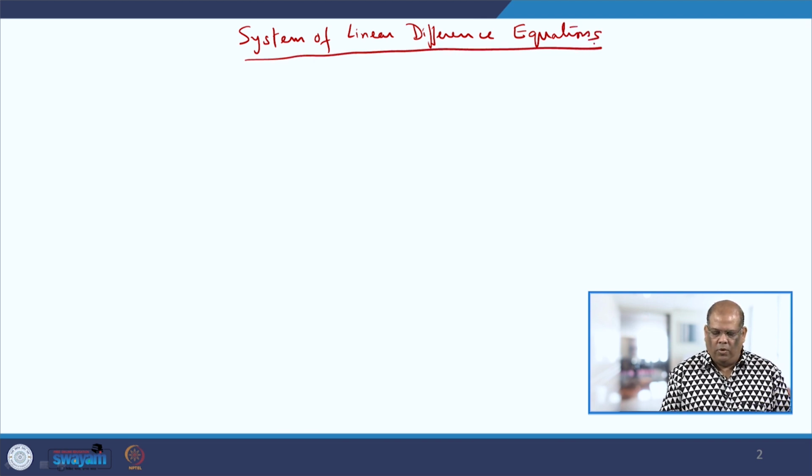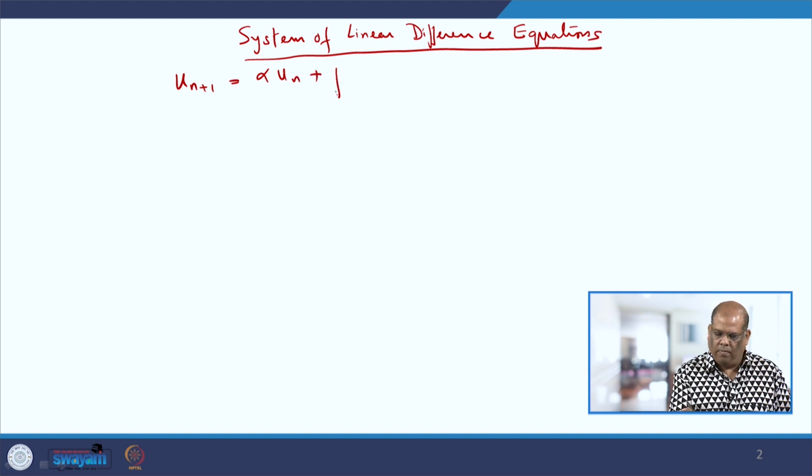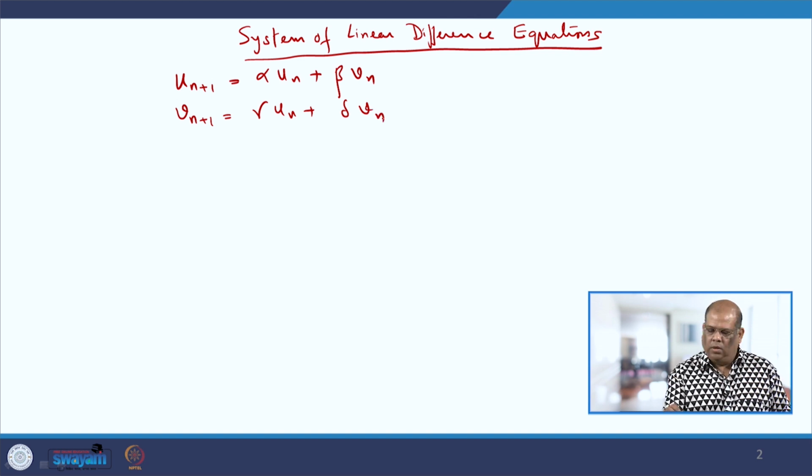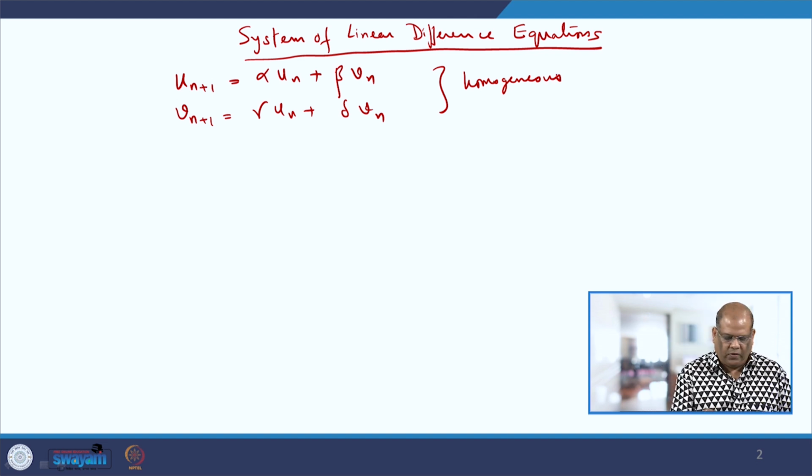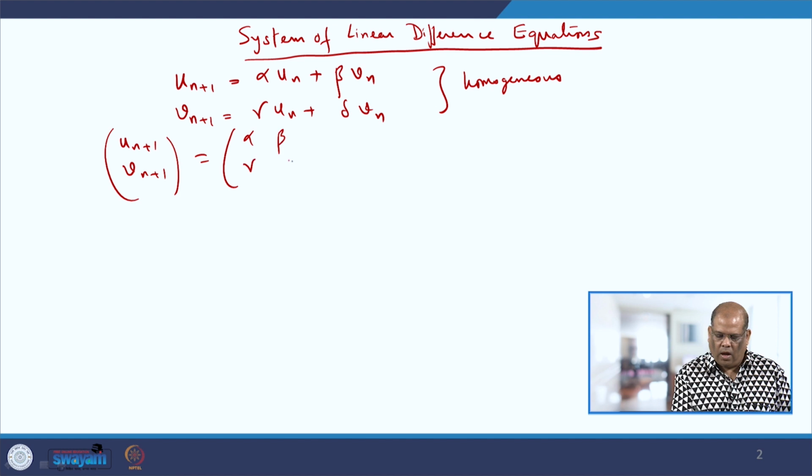So, we consider a homogeneous system of the form U n plus 1 equal to some alpha times U n plus some beta times V n, and V n plus 1 equal to some gamma times U n plus some delta times V n. So, it is a homogeneous linear difference equation. I can put it in the matrix form, which can be written as U n plus 1, V n plus 1 equal to alpha, beta, gamma and delta times U n and V n.